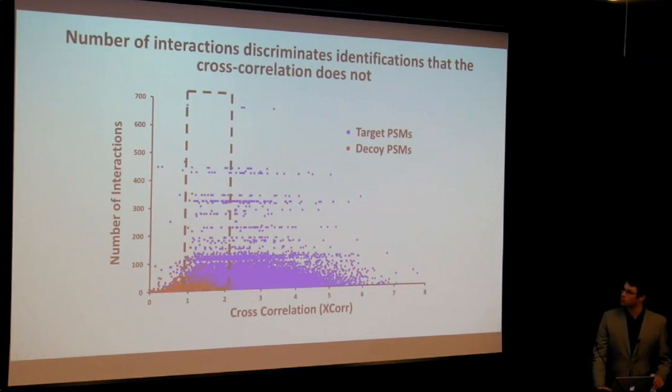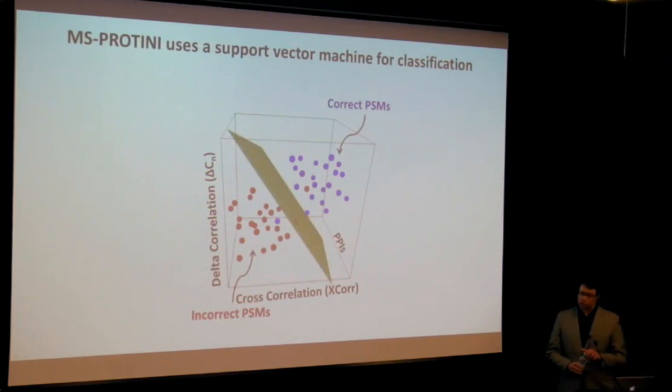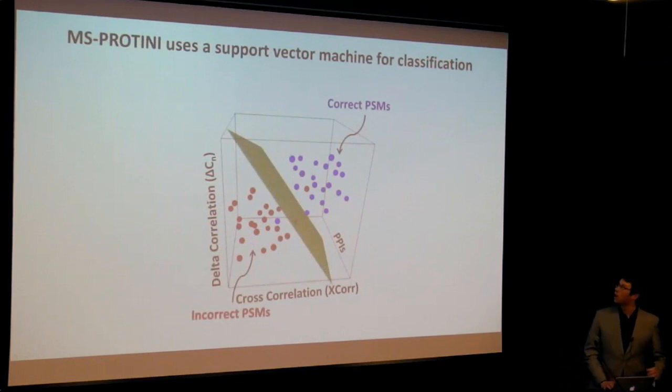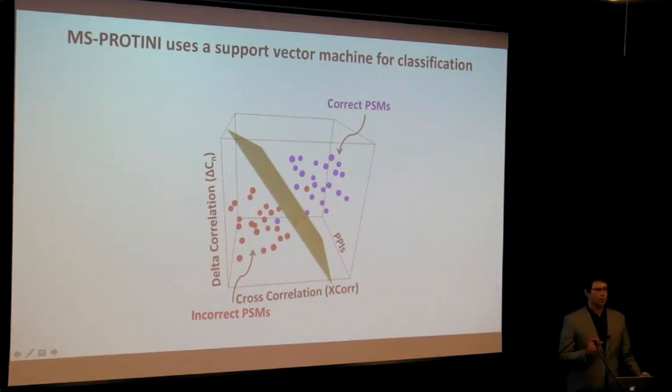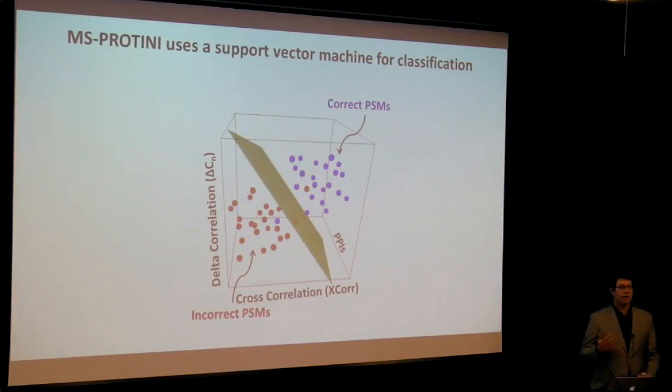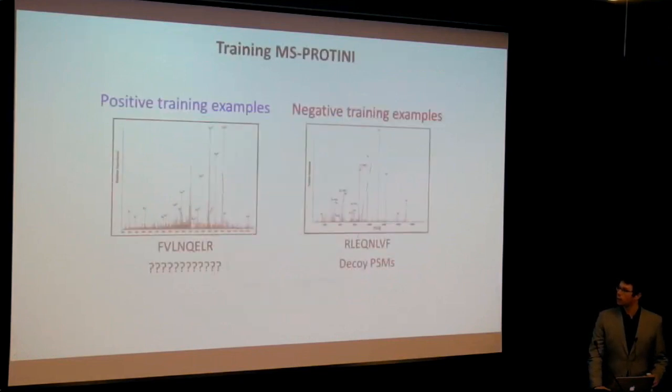And so we built our support vector machine, a very simple one, with 3 features: the number of interactions that were present in the sample, the cross-correlation score, and something called the delta correlation, which basically represents the difference between the score of the top hit of the database search and the second best hit. The idea is pretty simple. If you have a very good top hit, then it should be way higher than the second, third, fourth hit. And so if that score is high, that difference is high, then you believe that you have a good hit.